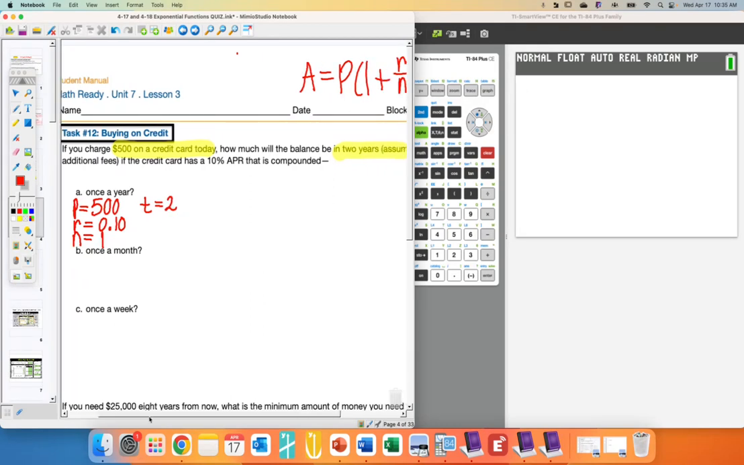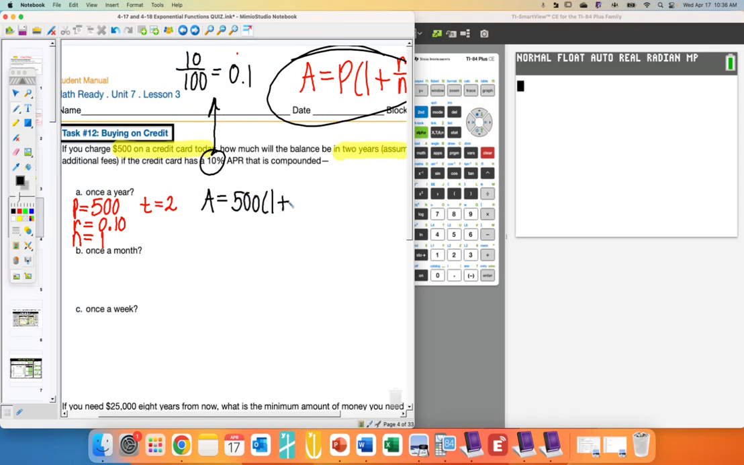I'm going to now substitute them into the formula. If you can't remember how many places to move the decimal when taking a percent to a decimal, just take the percent and divide it by 100. Press enter, and the calculator will give you the decimal form every time. So I've got the values I'm substituting: the P is 500, then 1 plus 0.10 divided by 1, close the parenthesis, and then raise it to the power of 1 times 2.